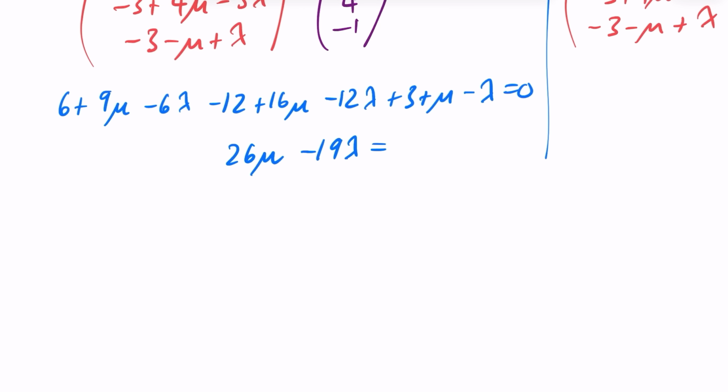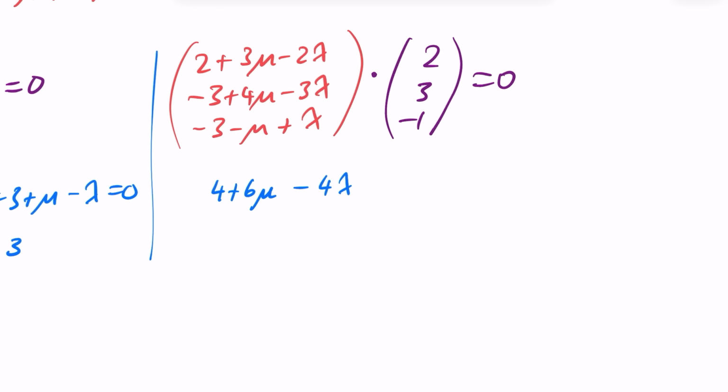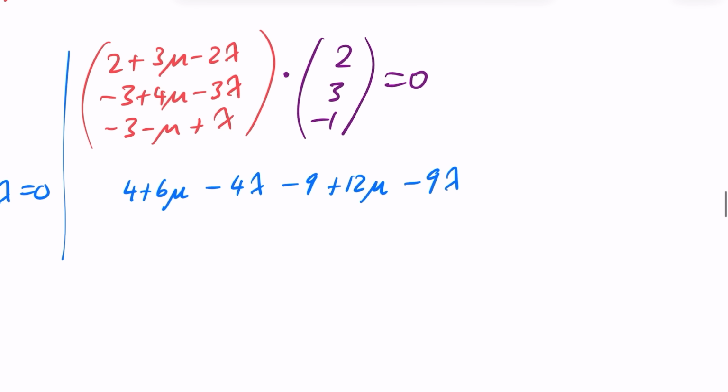And then this one, doubling these, that's 4 plus 6 mu minus 4 lambda. Tripling these, minus 9 plus 12 mu minus 9 lambda. And then minus 1, that's a plus 3, a plus mu, and a minus lambda being equal to 0. Further maths is no joke, right? 6 plus 12 plus 1 is the 19 mu's. For the lambdas, there is a minus 4, a minus 9, and a minus 1, which is minus 14 lambda. Did I say lambda?